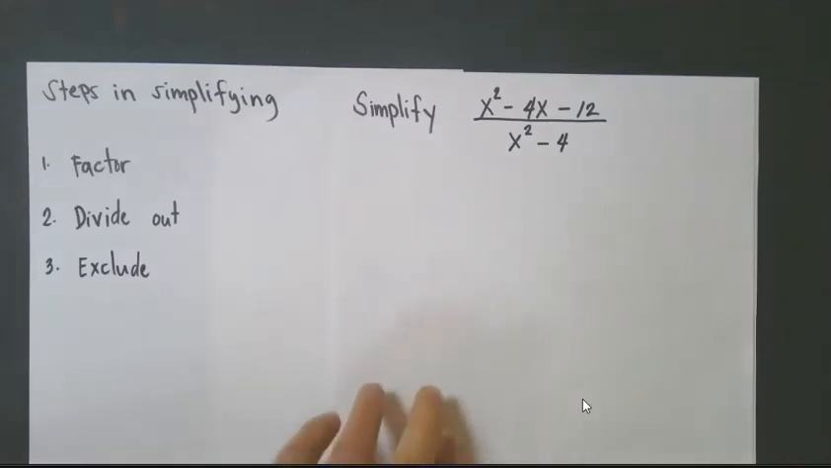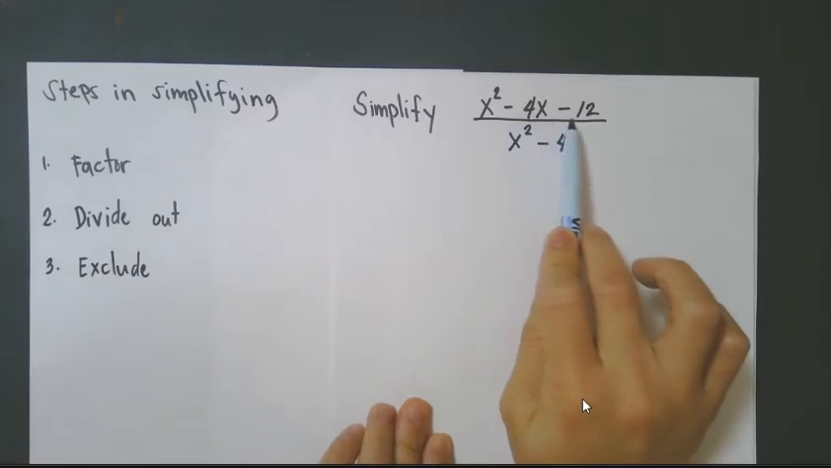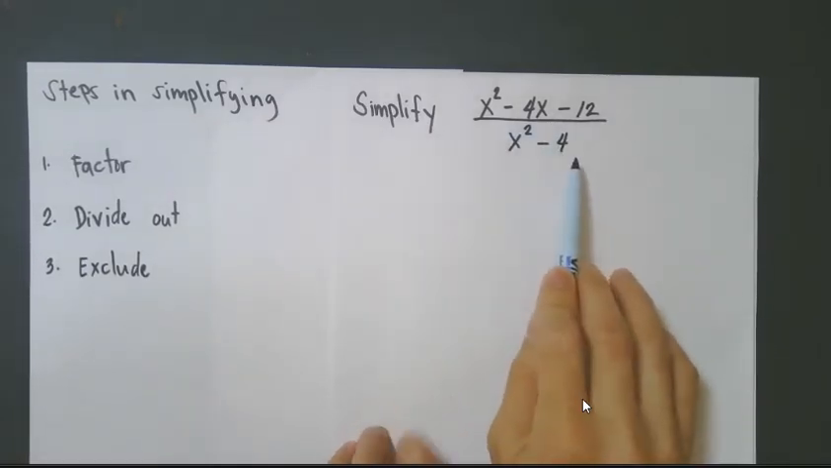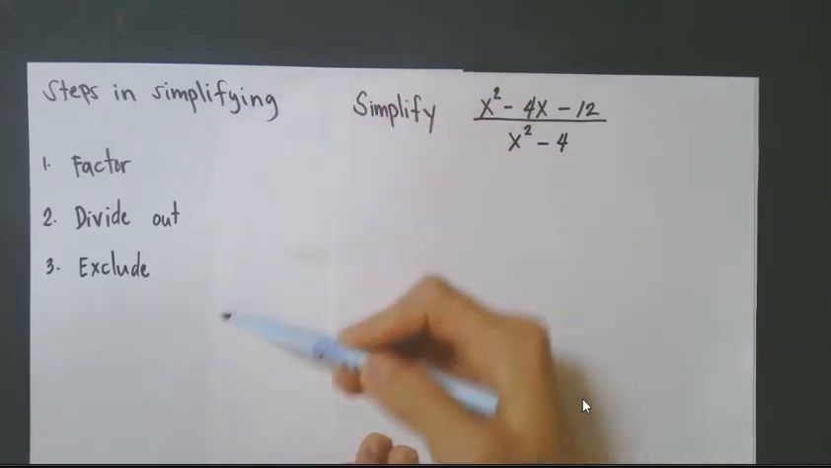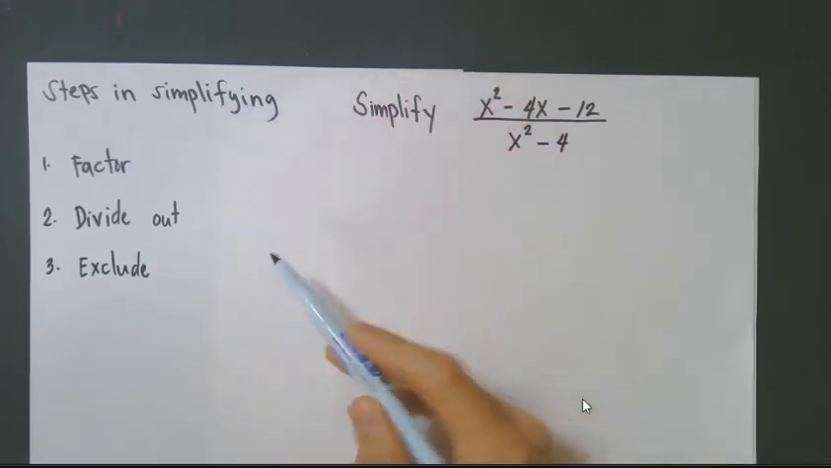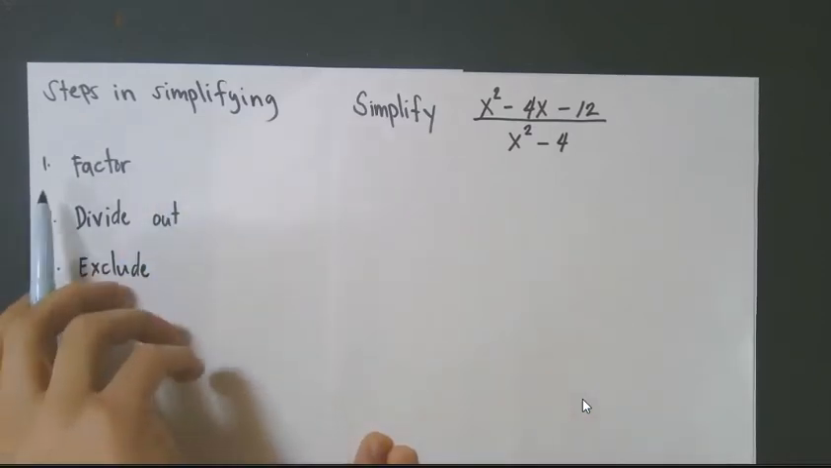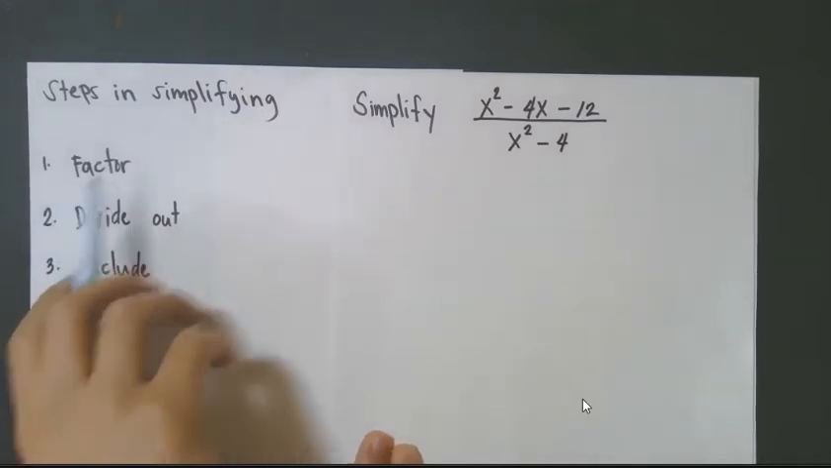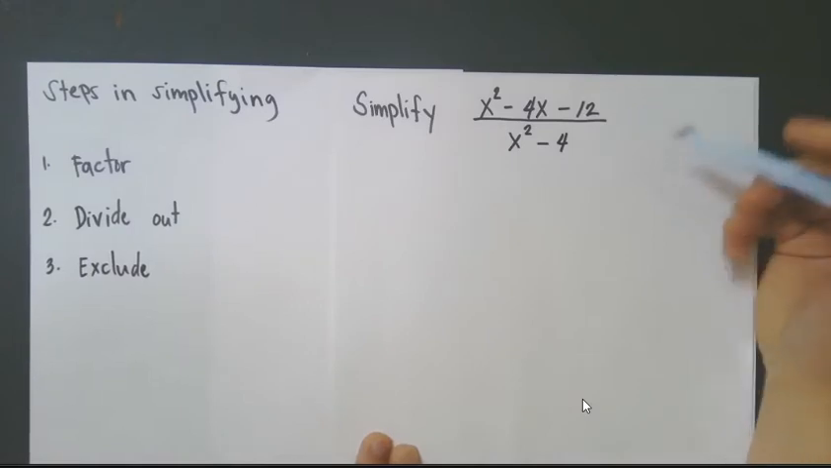Now let's try to simplify x squared minus 4x minus 12 over x squared minus 4. Now I made here a very simple procedure on how to simplify rational expressions. So the first thing you'll do here is step one, we need to factor out our numerator and our denominator.